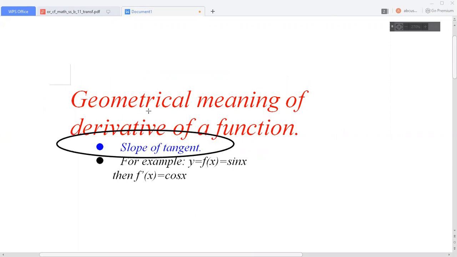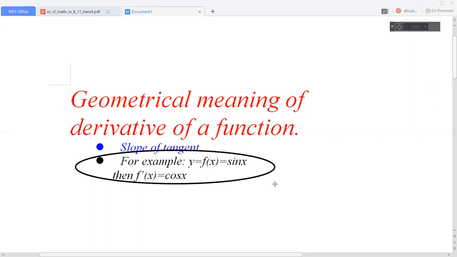If we differentiate the given function, then the result always gives the slope of the tangent, the locus of the slope of the tangent. Okay, and here I have taken one example to illustrate this topic. I have taken the function sine of x and then differentiated it to get cosine of x. The derivative of sine of x is just cosine of x.